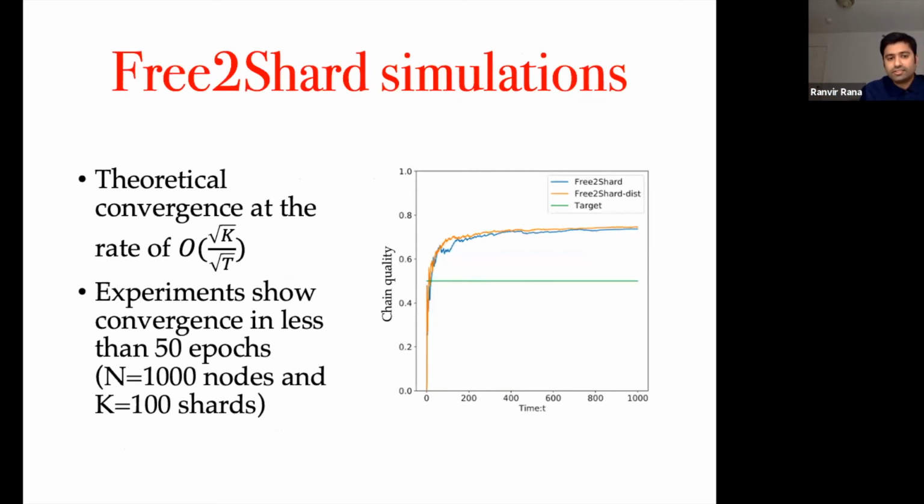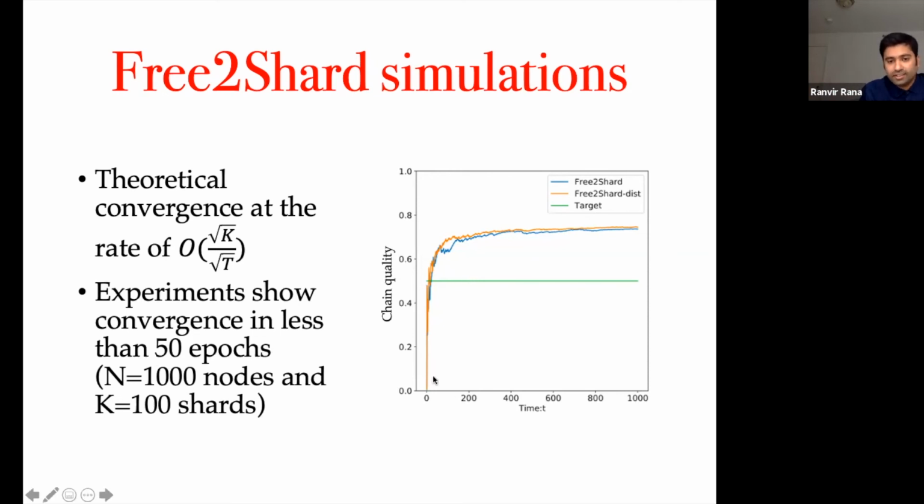We show in our simulations that we converge to the ideal chain quality in our system. We had an ideal chain quality of 0.5 pretty fast. We prove that the convergence is order 1/root t, where T is the number of timestamps in which this self-allocation happens.